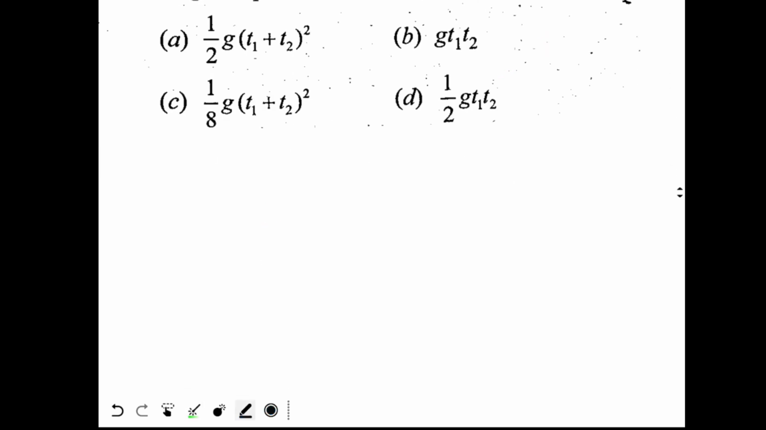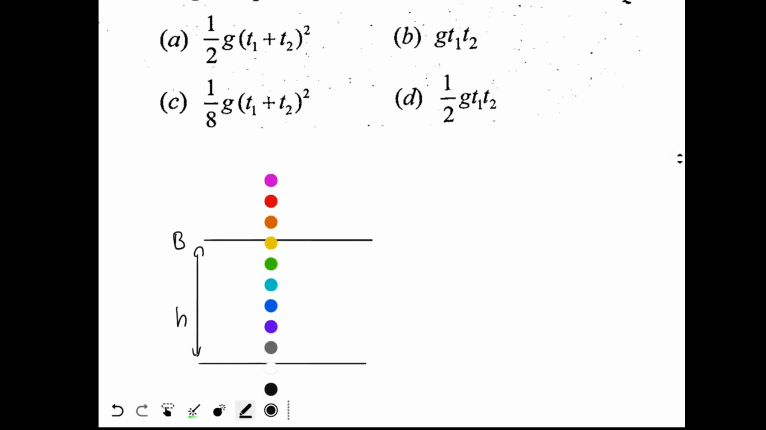So how to solve this? This is your ground, and this is, let's say, the level of point B, the height of point B. Let's say this is H. So our particle is starting from here, going up, reaching maximum height, then coming back down and reaching the ground again.